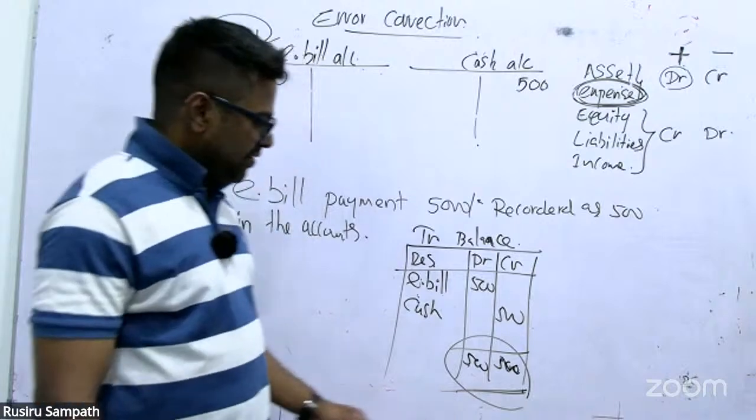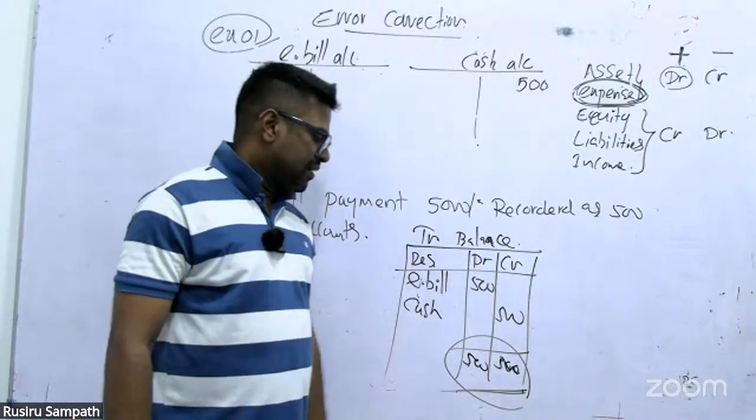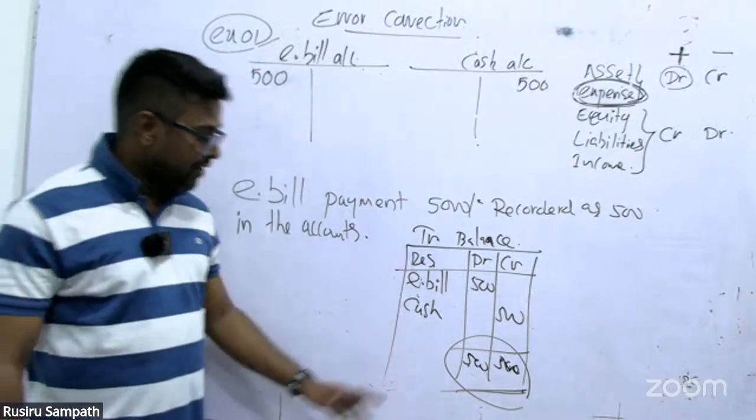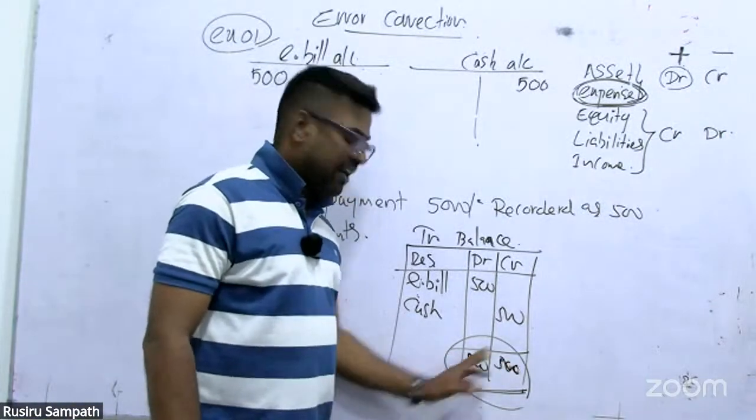Then go to the errors which are not affecting the agreement of trial balance.